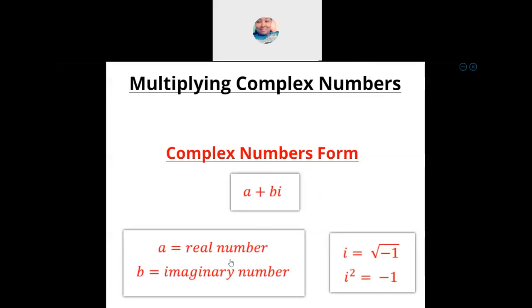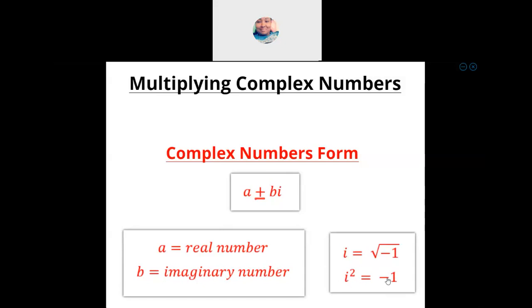So next we're going to talk about multiplying complex numbers. Before we multiply complex numbers, it's very important to remember this stuff about complex numbers. Of course, you know, it is a plus or minus bi. So a is always the real part and b is the imaginary part, so it's attached to i. Very important to remember this too.